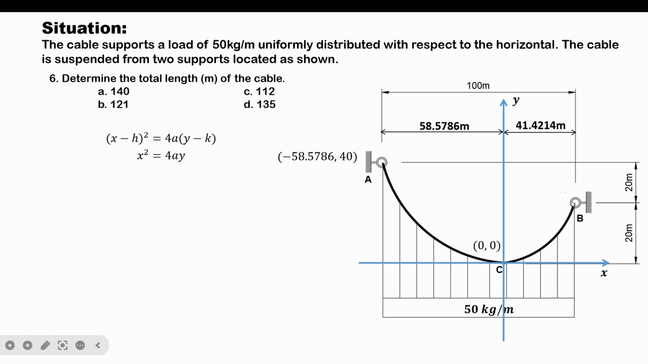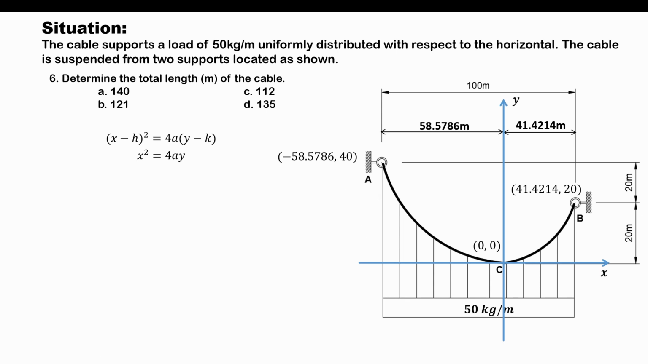So we need to look at the figure. Point B is on the right side of the y-axis, hence the x-coordinate of B would be positive, having a magnitude of 41.4214. And point B is located above the x-axis, hence its y-coordinate would be positive, having a magnitude of 20 meters. Now that we've determined two points along the cable, we will choose which of these two we will be using in computing for the variable a here.